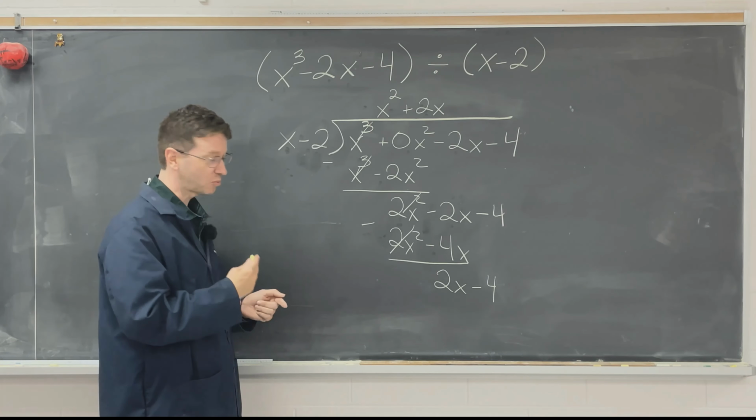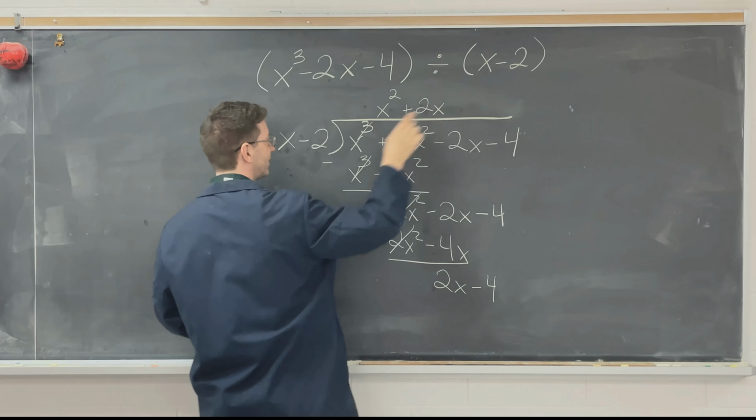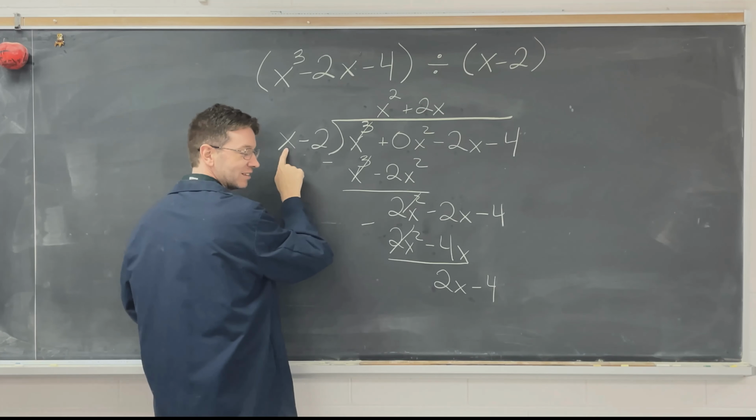Get the pattern? We're almost done. Let's focus on the 2x and this x. What times x gives us 2x? Well, 2. So 2 times x gives us 2x. And then 2 times negative 2 gives us negative 4. So when we subtract, we get 0. Having no remainder means that this was a factor. We'll get to that on another tutorial when we look at how to factor polynomials.